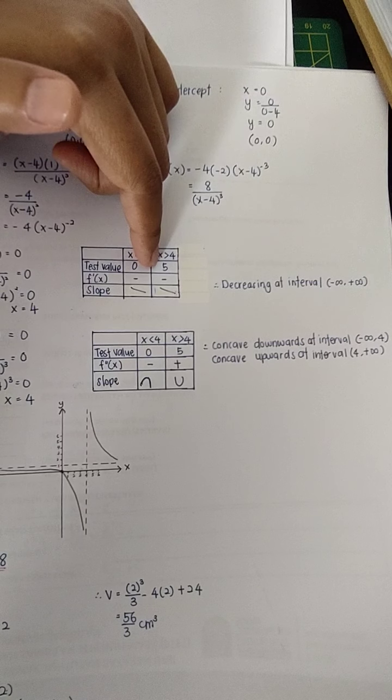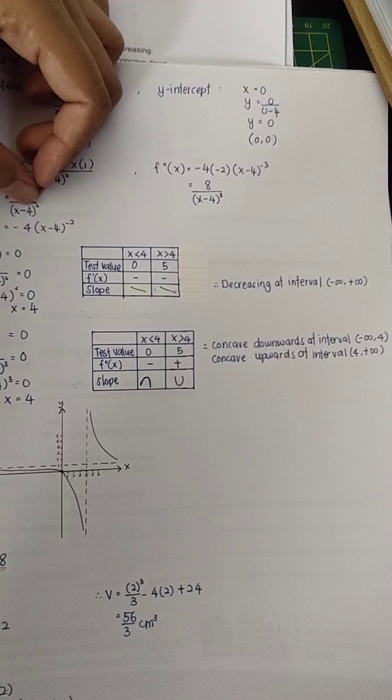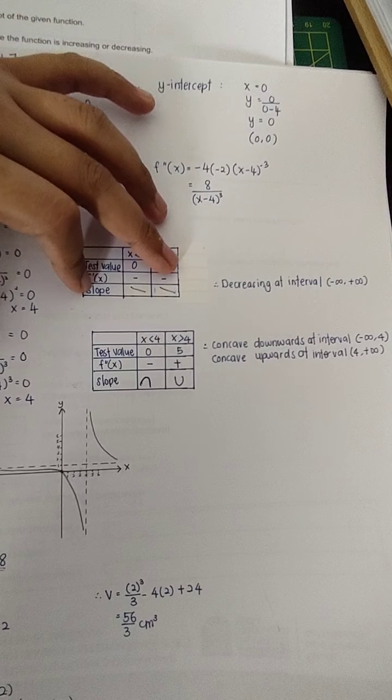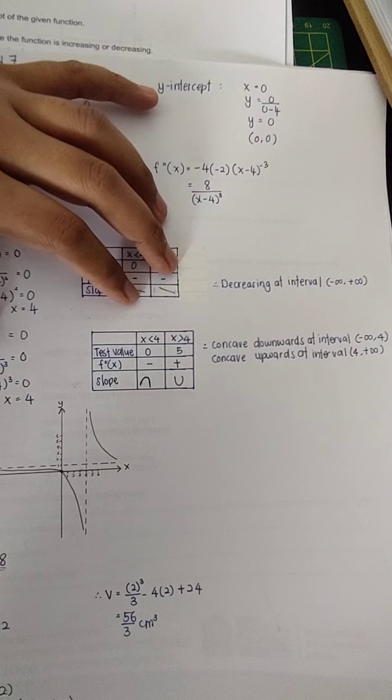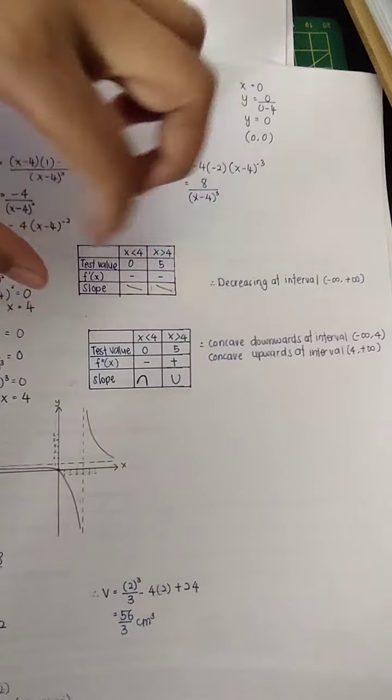So ambil 5. So masukkan balik dalam f prime x tadi, which is negative 4 over (x minus 4) square ni. So bila masuk dua-dua kita dapat negative, which is dua-dua decreasing. So awak kena conclude decreasing at interval negative infinity to infinity lah, sebab semua decreasing.